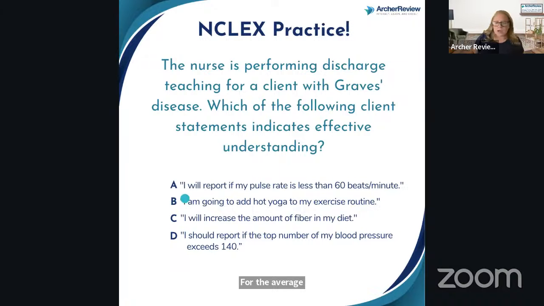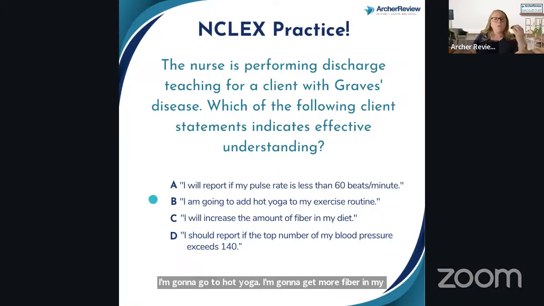I'm going to go to hot yoga. I'm going to get more fiber in my diet. These are all fine, but these are not what we would recommend for someone with Graves' disease. We just talked about how their heart rate is going to be high, so I'm not telling them to report if it's low. I want to report if it's high.